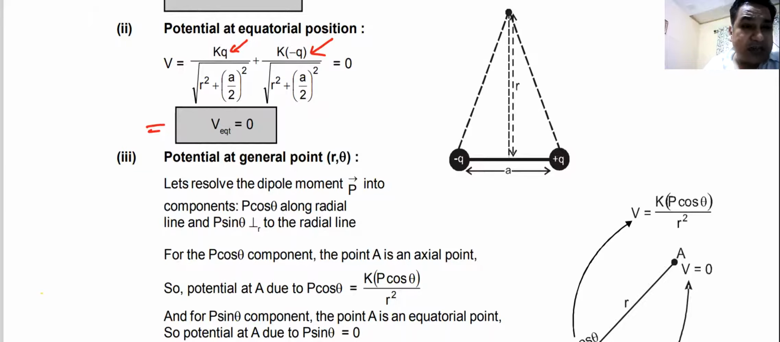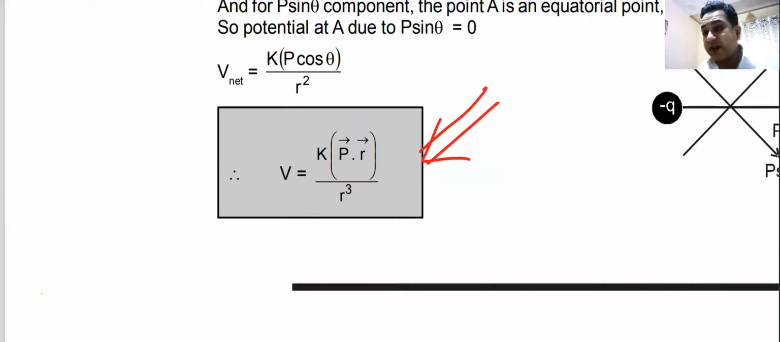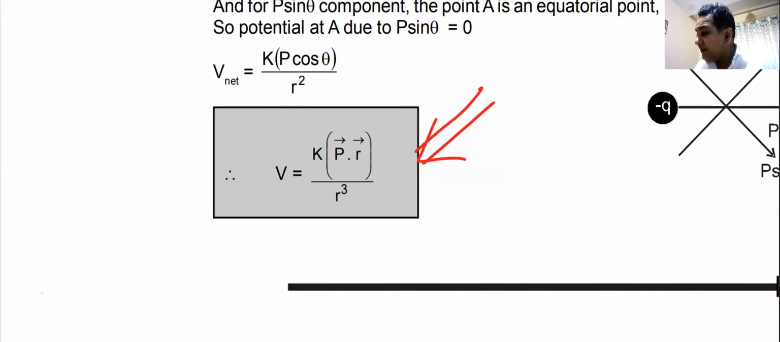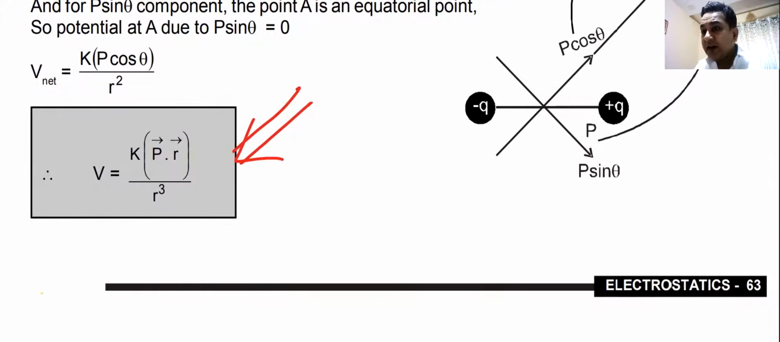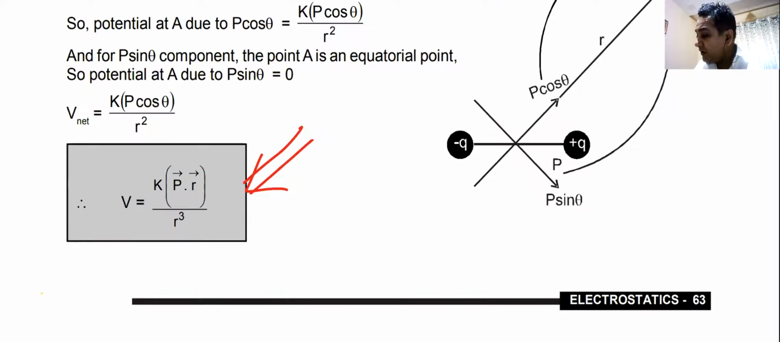If you want to find the potential at any general point, please write this formula very, very carefully. This is the electric potential at any general point. It is k times p dot r divided by r cube, where r is a vector. I have enhanced it. You may not find this formula in other books, so please have a look at this formula. What is P? P is the dipole moment. What is r? r is the radius vector, and this is how this formula looks.